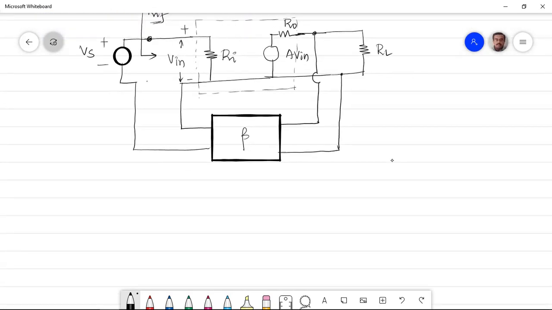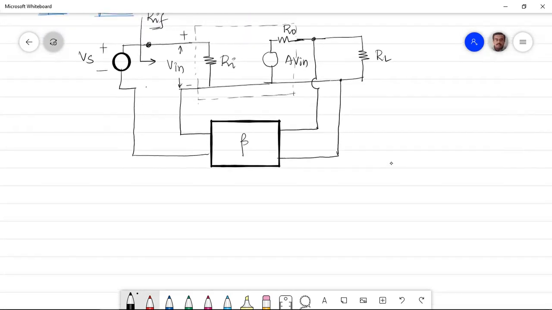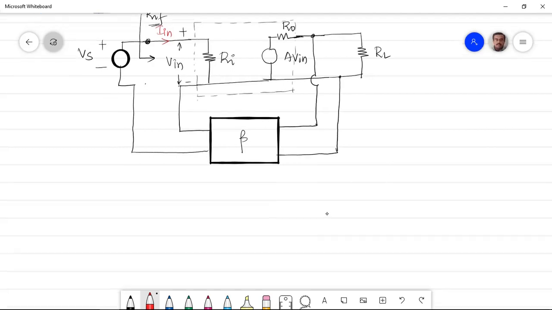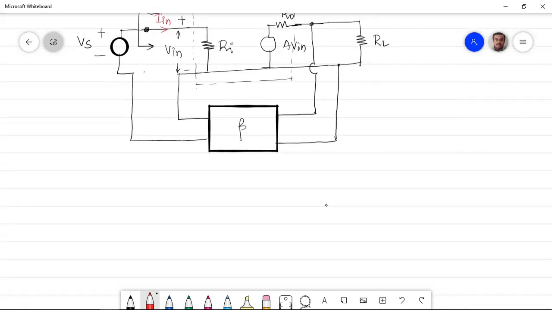So to find out this Rif, what is it that I have to do? Let's begin with it. Let me write the current here as some In. Remember, the current will remain the same. Current will not change because everything is in series. So In remains the same everywhere, whether you indicate it here, here or here.